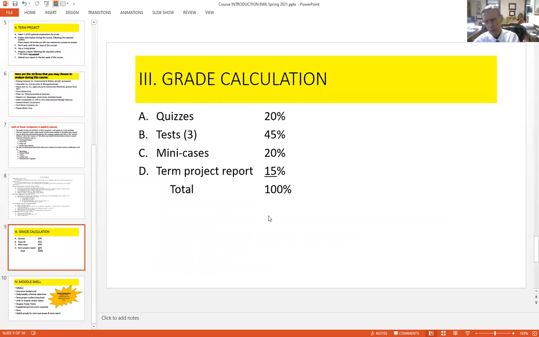Okay, here's how your grade will be calculated. Those 17 quizzes will be worth 20% of your grade. There will be 3 tests as we move through the course, 15% each, 45% in total. The little mini cases that I mentioned at the end of each chapter will be worth 20% of your grade, and that report that I've asked you to prepare will be worth 15%.